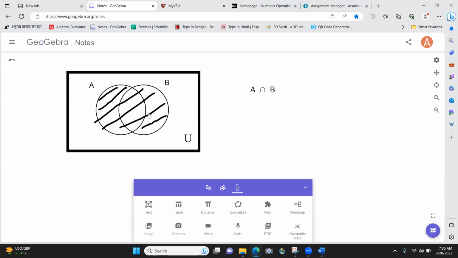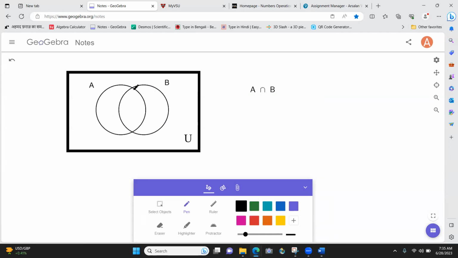What is intersection B? Intersection B is the overlap, the part that belongs to both A and B. So it'll be just this football shape. All right, the next definition is a little tricky.